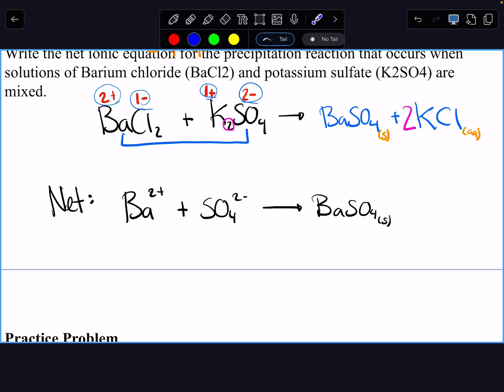Good. Now you do show charges, so the net should show reactants and product. The reactants should show their charges, because that's how they are. But then the charges are gone once it's a compound. So, yep, good job, Trip. Have a smiley face. Yes, good job, Michael. Have a smiley face.